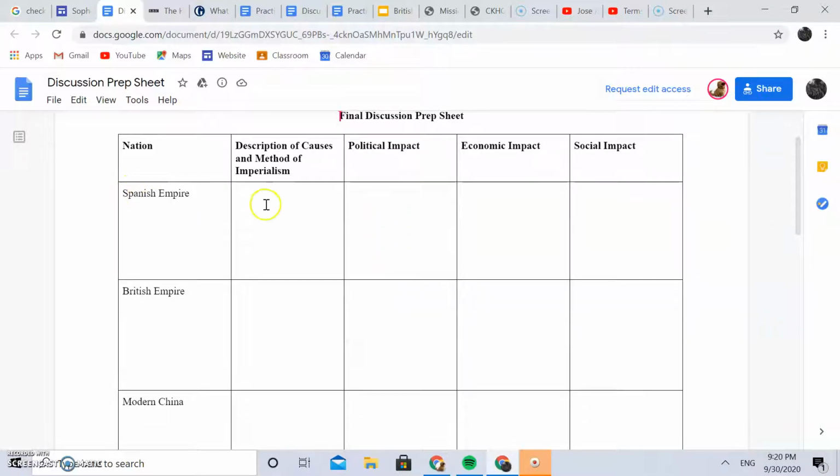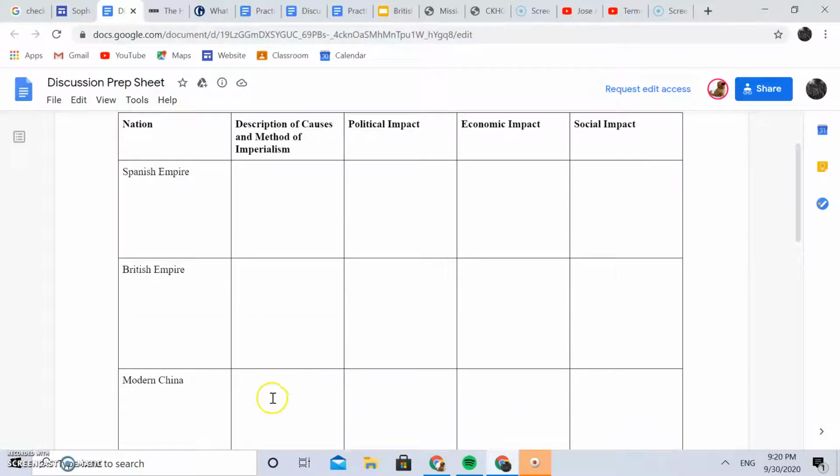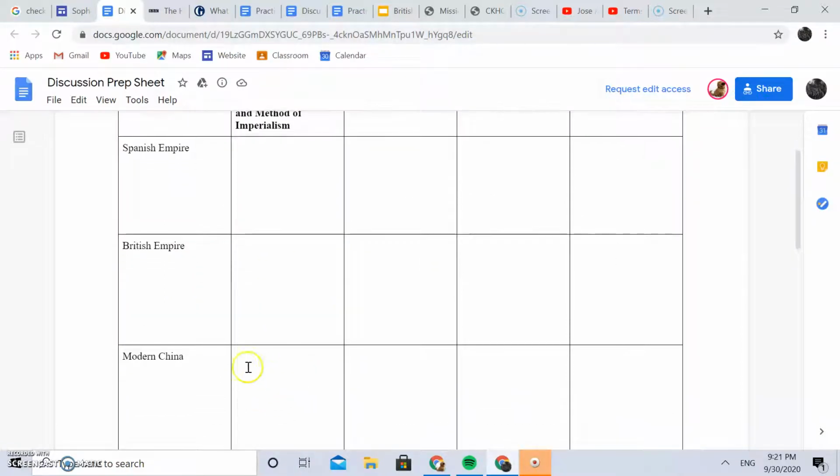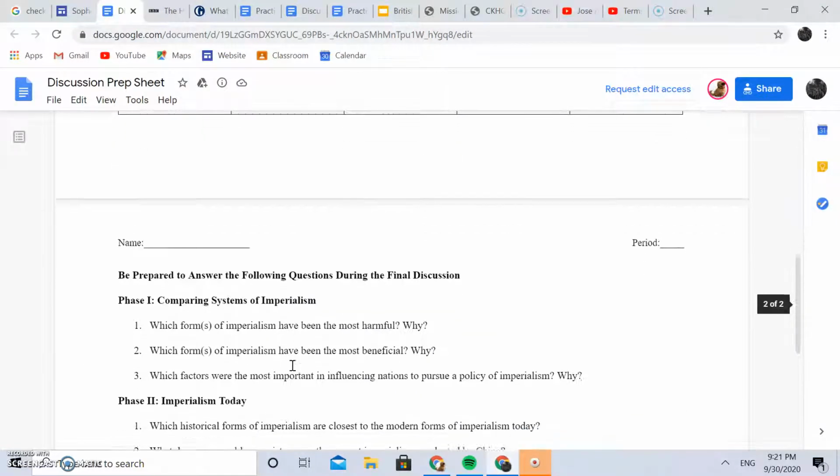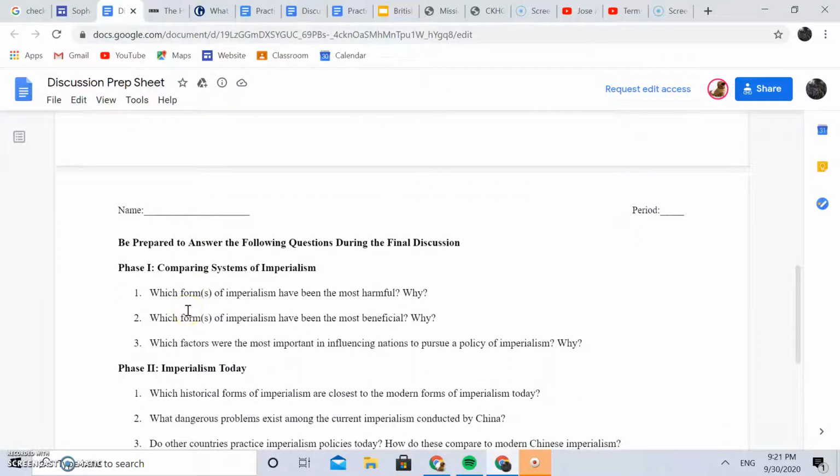So I have some for the Spanish Empire. The British Empire is probably going to have the most information, just because that's what the lesson spent the most time on. And then modern China. This will probably be the cleanest part of their chart, just because it'll be the most recent stuff you guys covered. And then here are the actual questions that we go over during the final discussion.